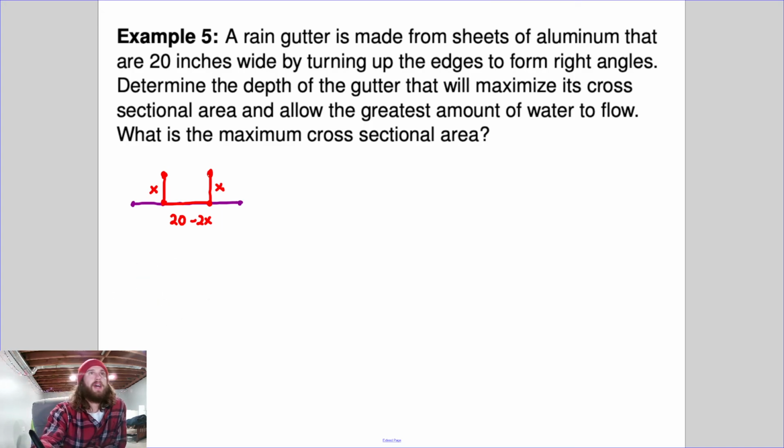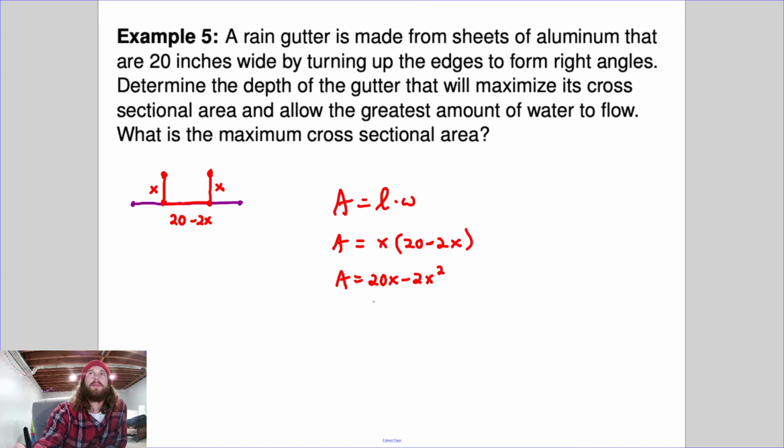Okay, so to find the cross-sectional area of our gutter, it's just a rectangle. It's going to be length times width again. The length will say x, the width will say 20 minus 2x. So our area is equal to 20x minus 2x squared. So we have a parabola. Again, it's opening downward like so. It has a y-intercept of 0, right? It's opening downward. We need to figure out what our max is.